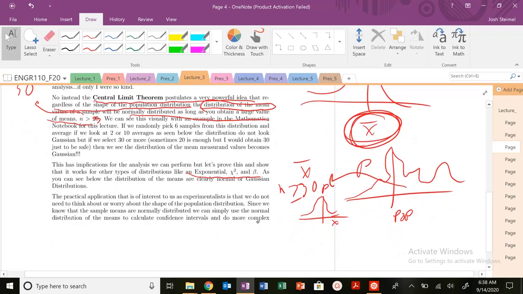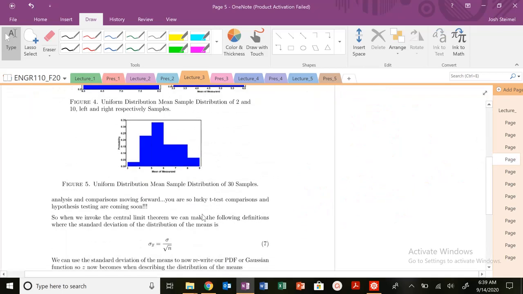So what is the practical application to us as experimentalists? We don't need to care about the shape of the probability distribution of the population. We were always saying we need to assume that the population distribution is normally distributed in order to use our z-tables. Now, we don't need to care about that at all. We just need to show that the distribution of the means is normally distributed, and then we can do all of our usual analysis and use our tools moving forward.